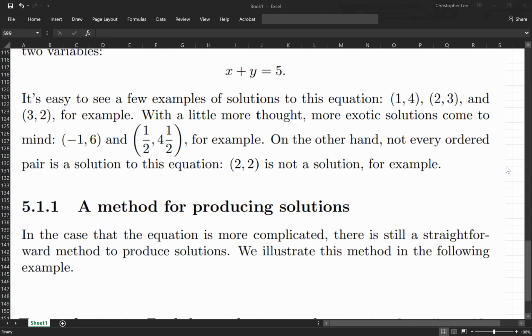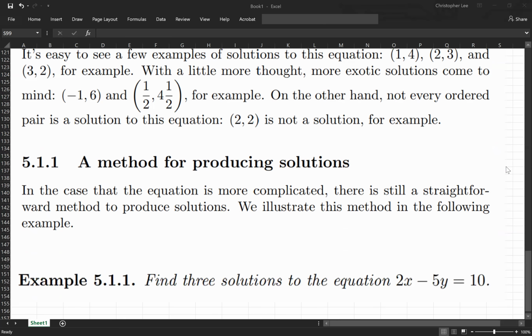So a method for producing solutions, right? In the case that the equation is more complicated, there's still a straightforward method for producing solutions, and we'll illustrate that method in the following example.